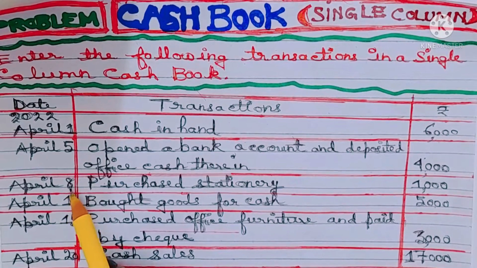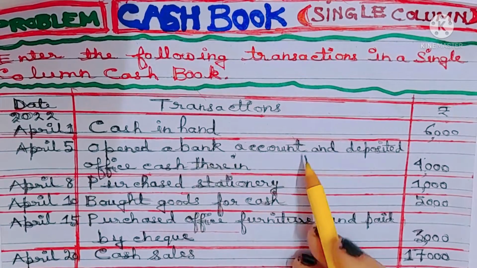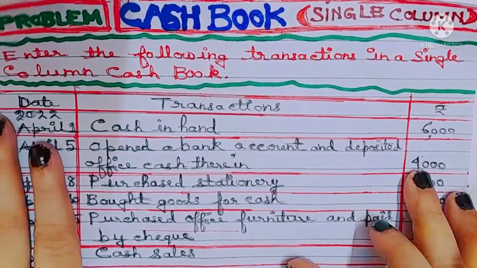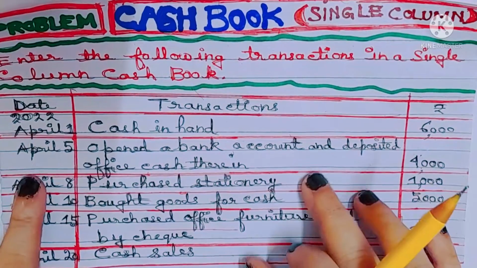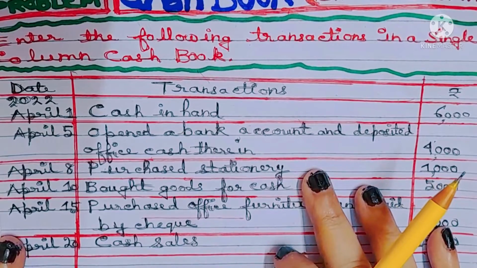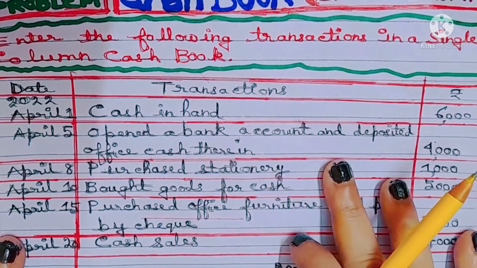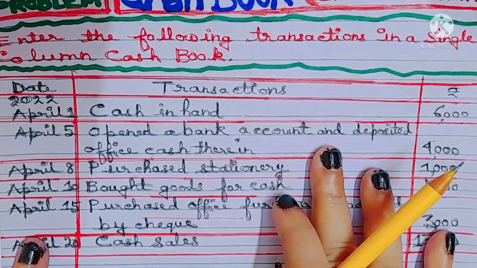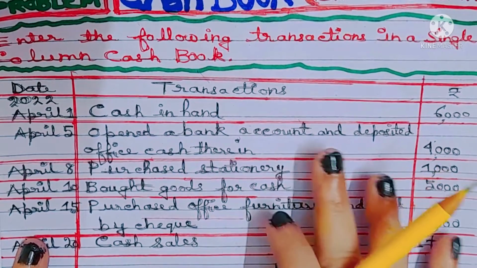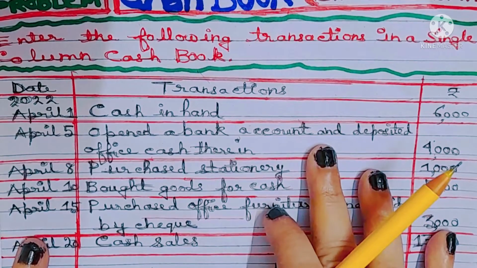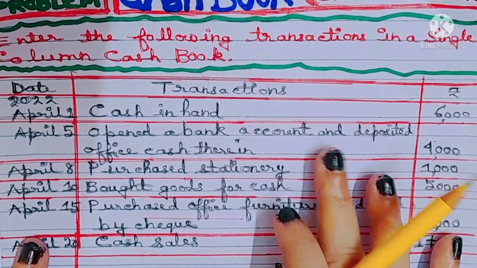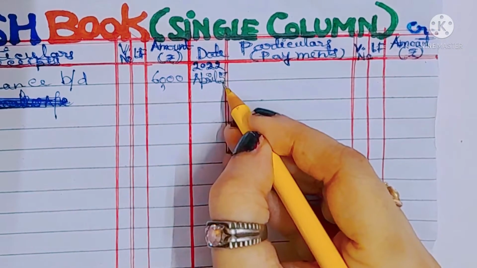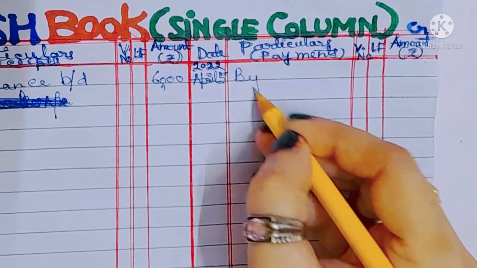The next transaction is on 5th April, opened a bank account and deposited office cash therein 4,000. So what is the journal entry for the second transaction? The journal entry will be bank account debit to cash account. Since cash account is on the credit side, bank account will also appear on the credit side. So we'll have to write by bank account in the cash book on the credit side. Okay, so let's write. 5th April by bank account.